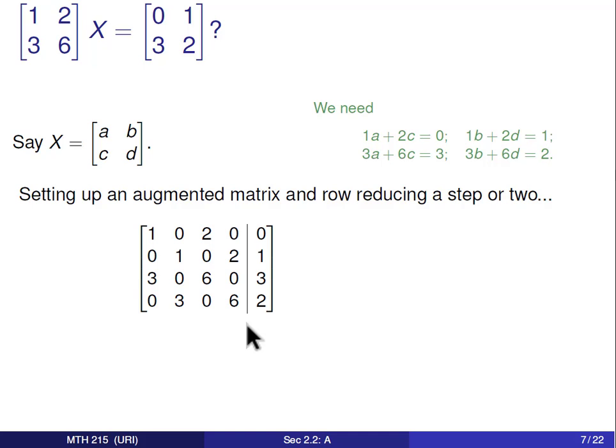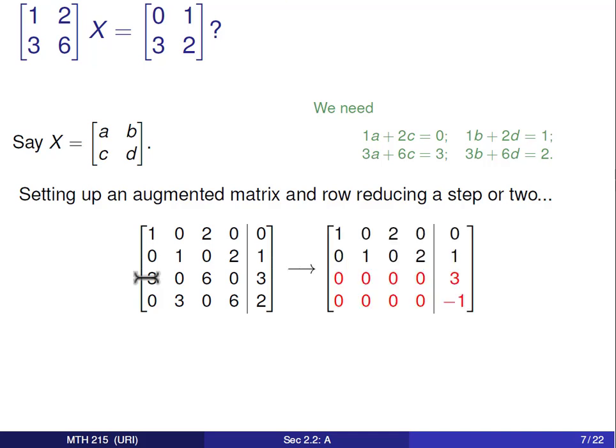Now if we were to row reduce this, you see that we do have a 1 in the pivot position in the top left corner, and I can multiply row 1 by -3 and add that to row 3 to cancel out the 3 there. And similarly, I can clear out the bottom row as well. It's just that when you do those row replacement operations, we'll end up with 0, 0, 0, 0, 3 and 0, 0, 0, 0, -1.